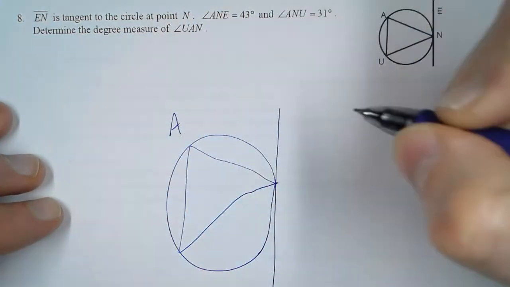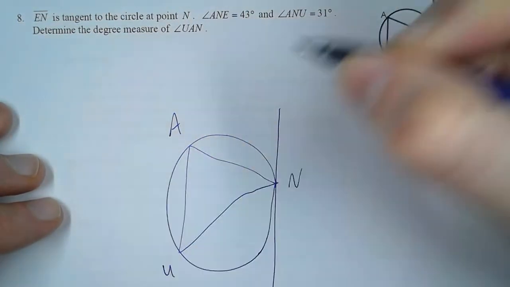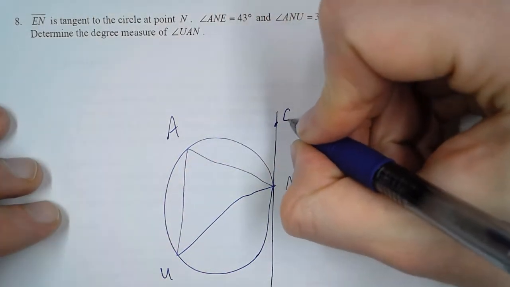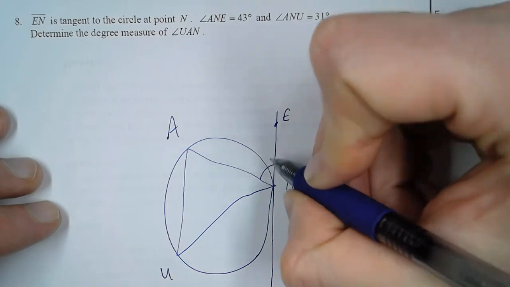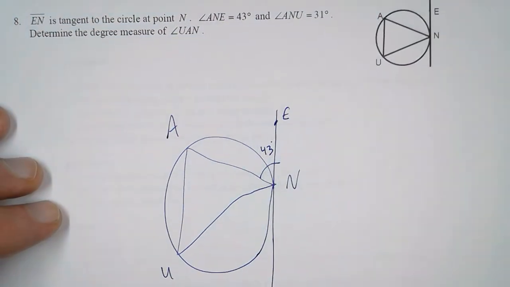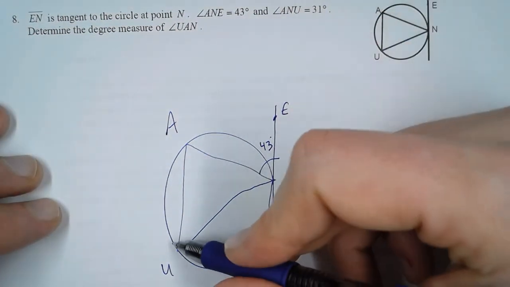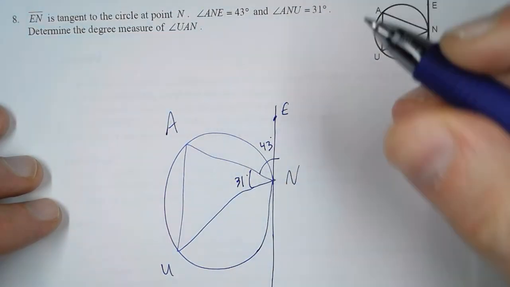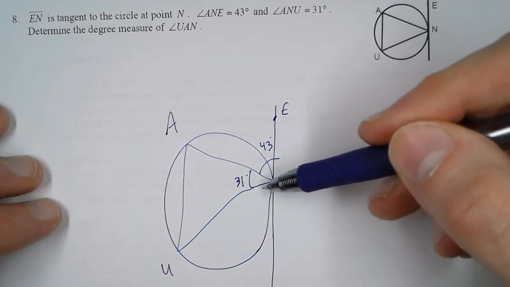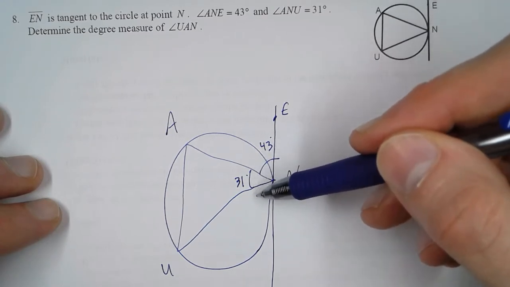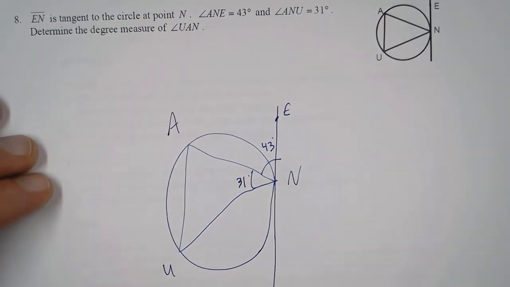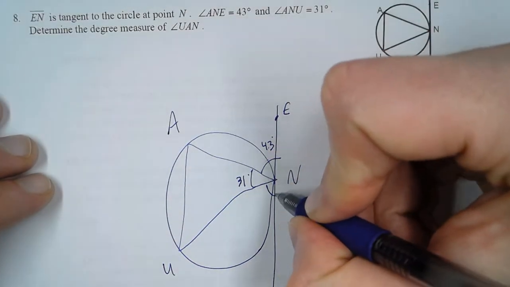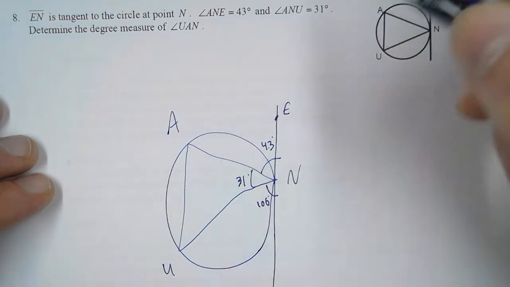Here's A, here's N, here's U. Now it says that ANE, whoops, here's point E up here, is 43 degrees. So there's that. And that says that ANU is 31 degrees. Now, these three angles have to add up to 180. So if I take these two and subtract from 180, I get this angle, which is 106.